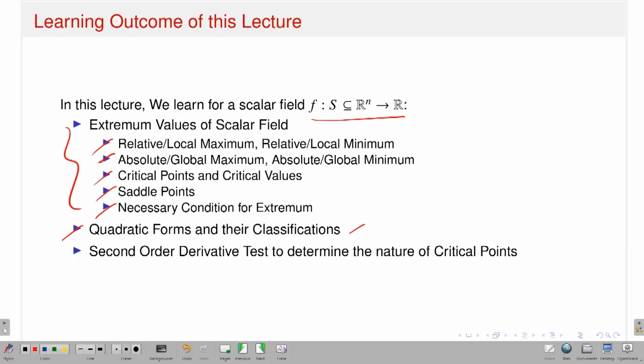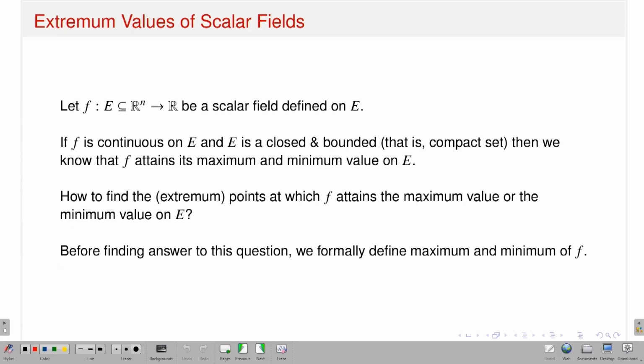Then quadratic forms and classifications will be there, and finally you have the second order derivative test to determine the nature of critical points. That means, if I have a critical point, I will explain whether the function attains its maxima or minima, local maxima, local minima, or global maxima, global minima. So, that is the tentative plan for this lecture.